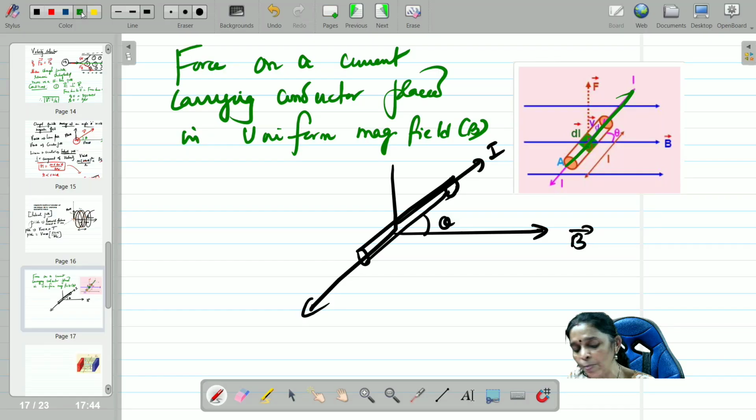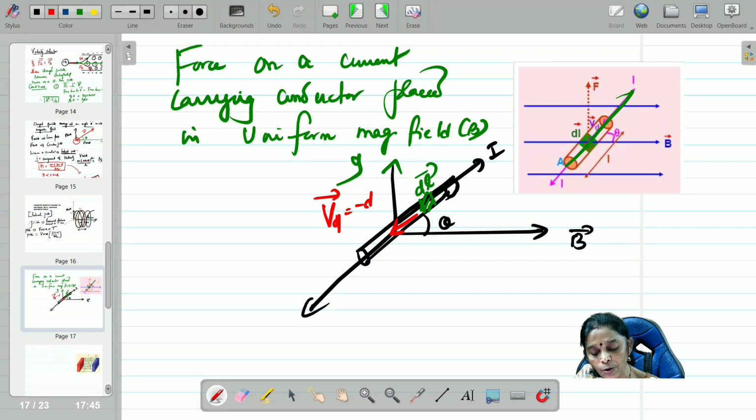Take a small elementary portion of the conductor children. That is dl vector. In that elementary portion, current is flowing in this direction, whereas electrons will be flowing opposite to that direction. So therefore, I can call the drift velocity of the electron equal to minus dl vector by dt, because electrons always flow opposite to the direction of the current. Okay children, got it? How many electrons are present?